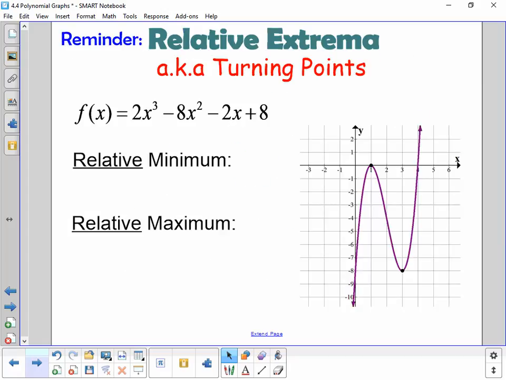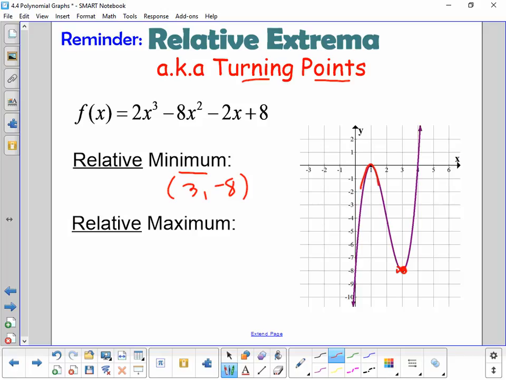Okay, so relative extrema, we've talked about these before, just a quick refresher. Polynomials tend to have relative extrema. Sometimes you'll also hear them called turning points because it's where the function turns around. So if we're looking for the minimum, relative min is a low point. Here it is right here at (3, -8). Relative maximum would be a high point. Here it is right here at (1, 0).